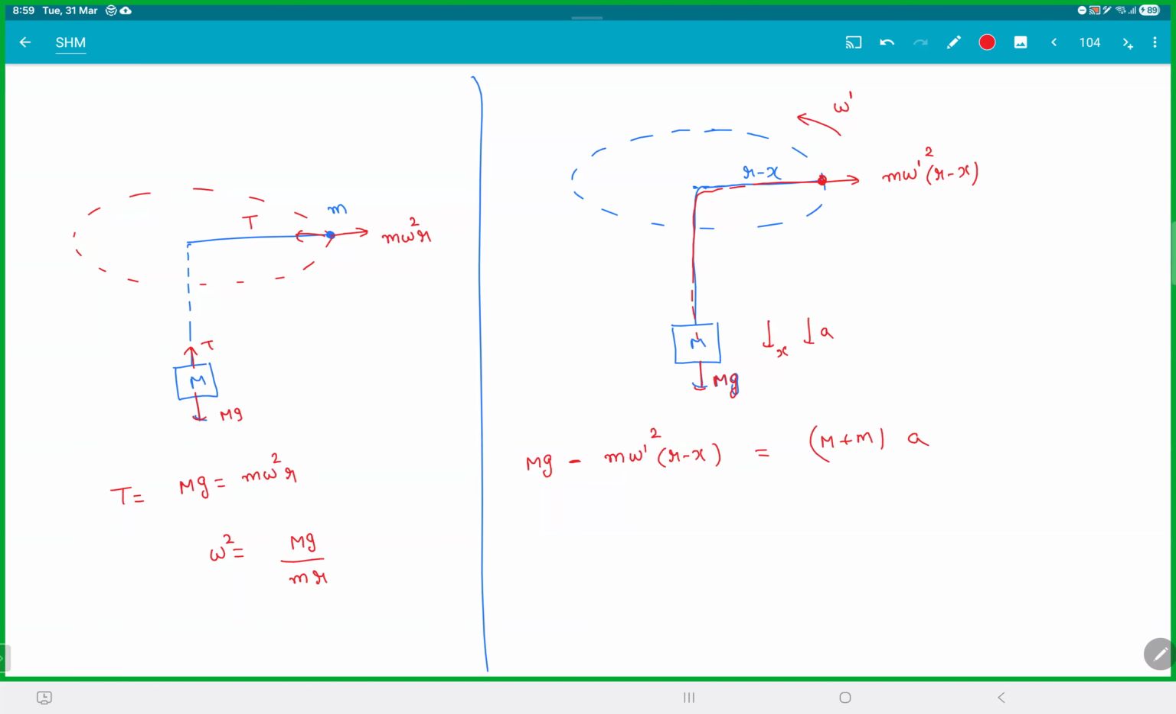Sure. The mg is trying to drag you down and the centrifugal force is trying to pull you down. These are the two forces acting on the total system of M plus small m. Next thing. So that's your main equation there.